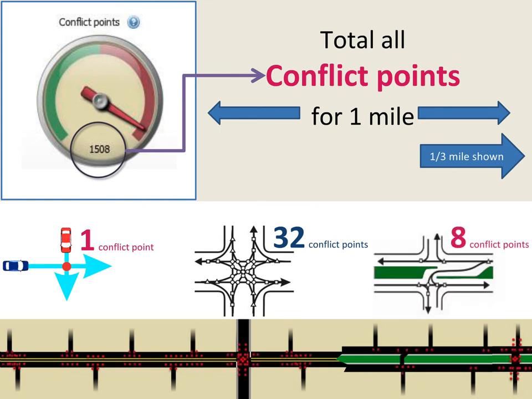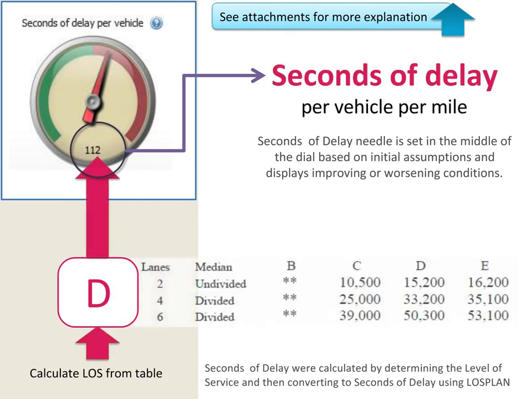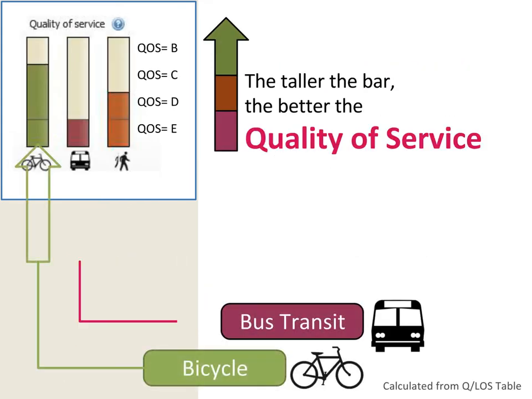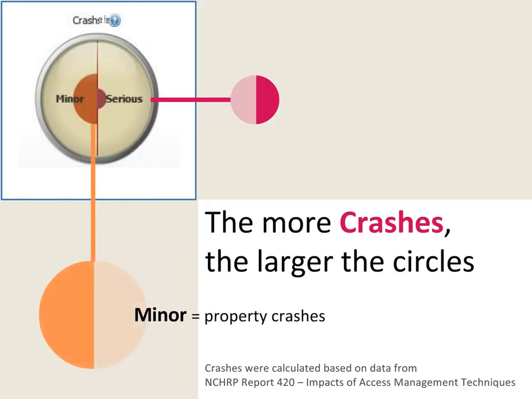So it will give them that information. It'll show you the seconds of delay per vehicle. It is multimodal, so it'll show you the quality of service for bike, ped, and transit, based on very simple inputs. And it will show you crashes, so the serious crashes and the minor crashes that may happen.